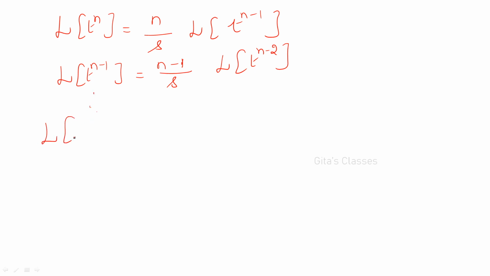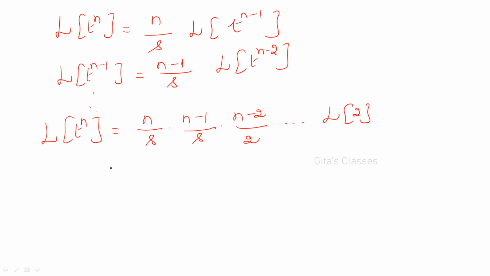So I can write L of t power n as n by s into n minus 1 by s into n minus 2 by s, etc., down to L of t squared. L of t squared is what? It is 2 by s into L of t.